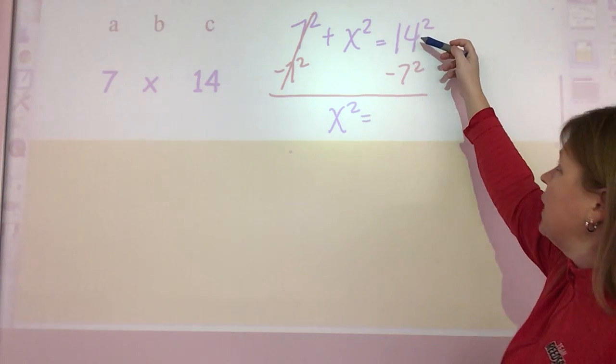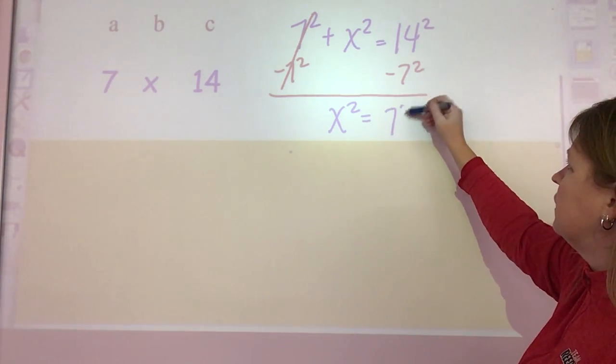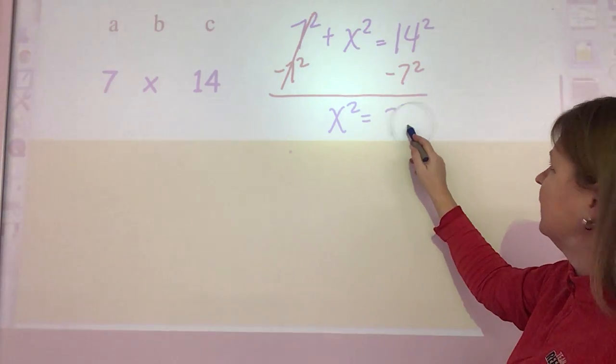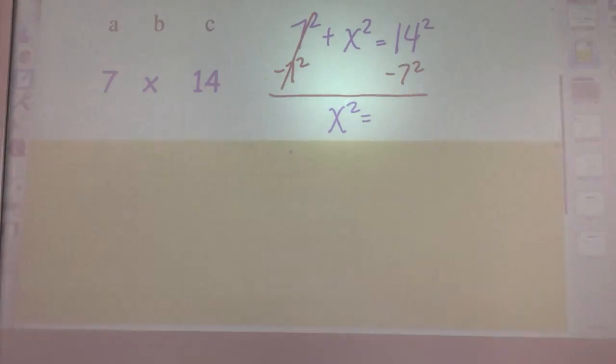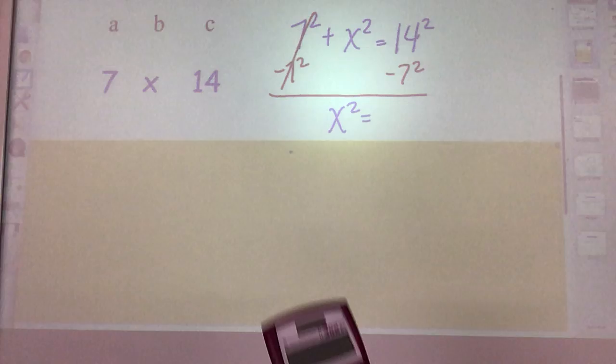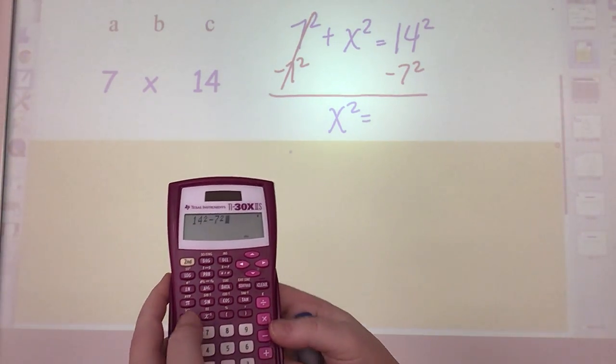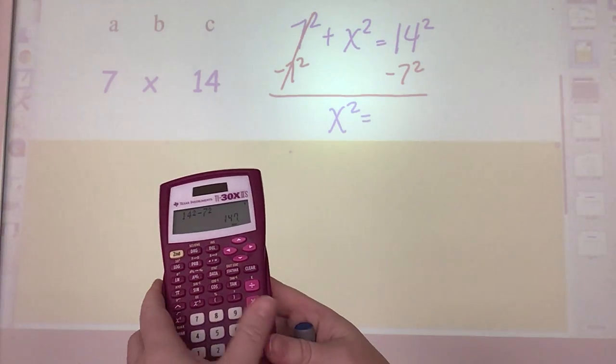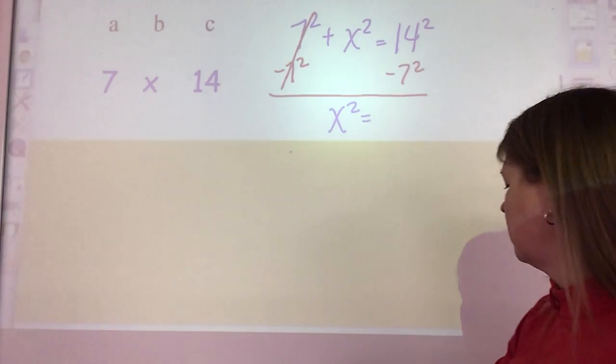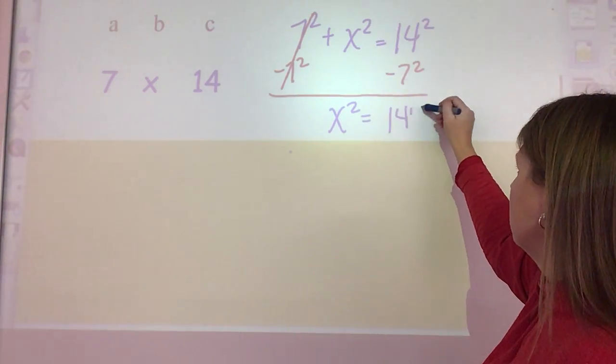The issue is you can't take 14 minus 7, which is 7 squared, and say your answer is 49. That does not work. You have to actually take 14 squared minus 7 squared and get 147. x squared equals 147.